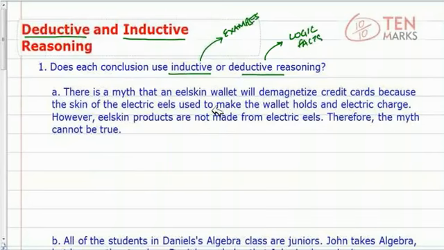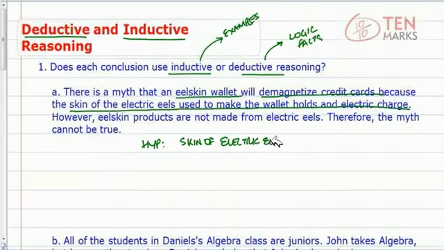So let's look at the example given to us. It says there's a myth that an eelskin wallet will demagnetize credit cards. So the conclusion is that the eelskin wallet will demagnetize credit cards because the skin of the electric eels used to make the wallet hold electric charge. So the hypothesis is that the skin of electric eels holds an electric charge. This is the myth, right? Skin of electric eels holds an electric charge.